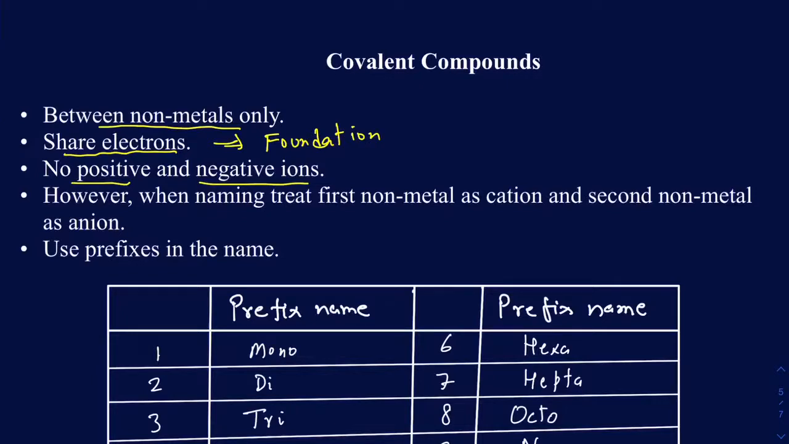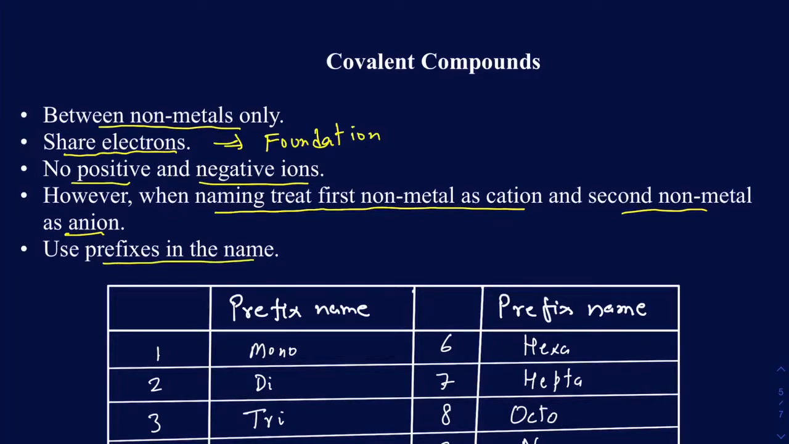Since there is no positive and negative, no cations, no anions in this, however, when it comes to naming these covalent compounds, you treat the first nonmetal as a cation. You are only assuming that the first nonmetal is a cation, even though it's not. It's only for the naming purposes. And assume the second nonmetal to be your anion, only for the naming purposes. Once you do so, you also have to specify how many of the nonmetals you're using in a given compound, and to specify those you have to use prefixes.